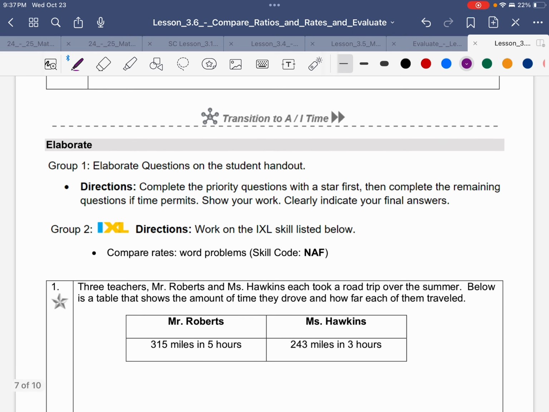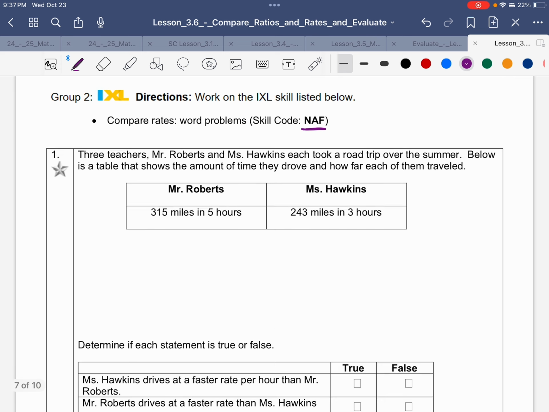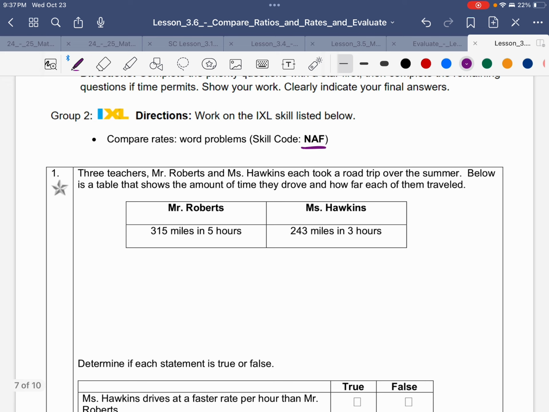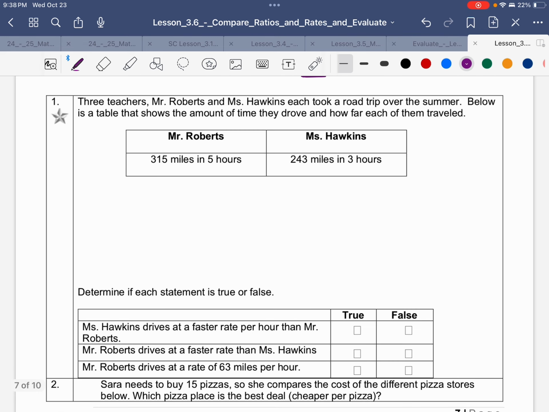All right, so before you go to iExcel and work on this code, we are going to work on this today. But before you do that, I want you to finish our elaborate questions, okay? Two teachers, Mr. Roberts and Miss Hawkins, each took a road trip over the summer. Below is the table that shows the amount of time they drove and how far each of them traveled, okay? So they want you to determine what's true from that. So again, you got to set up your unit rates.